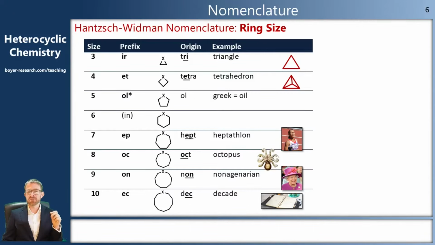The 5 and 6-membered rings don't follow the rules, so 5 is ol and 6 is in. 7-membered rings are ep, that's from hept, like a heptathlon. 8-membered rings are oc, from oct, like an octopus. 9-membered rings are on, from non, as in nonagenarian, somebody who's 90 years old. And 10-membered rings are ec, as in deca, as in a decade.